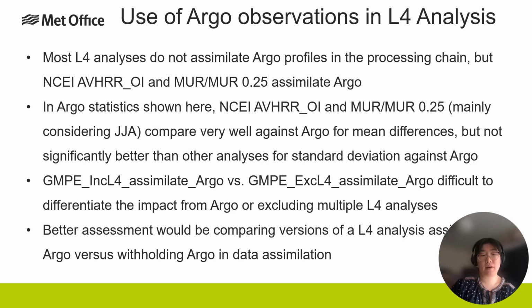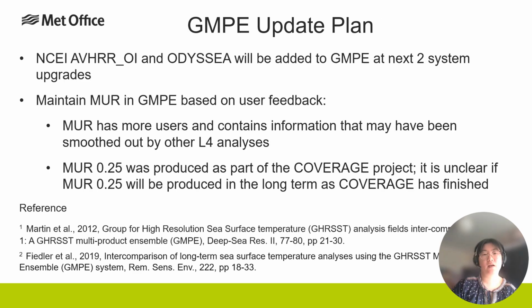So a better comparison would be to have one L4 analysis and compare it with Argo and without Argo. That would be a clean comparison of the impact purely from Argo, because if I run GMPE including L4 analyses assimilating Argo versus not, then it's hard for me to tell if the impact is from excluding a couple of analyses or from excluding the impact of Argo.